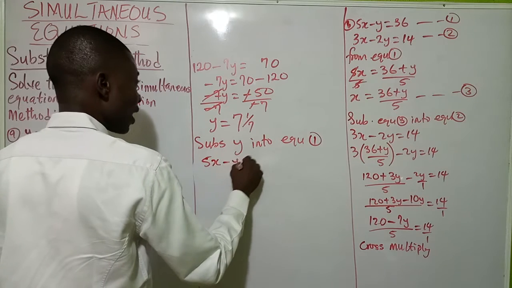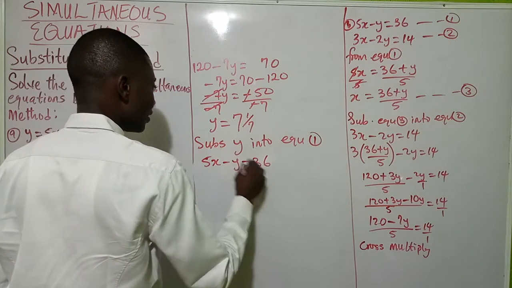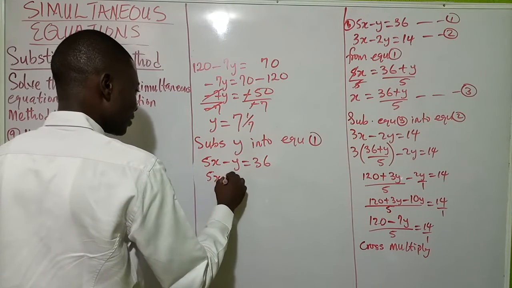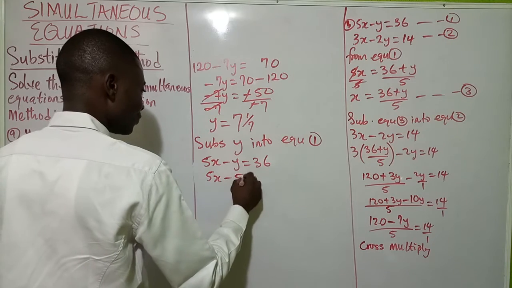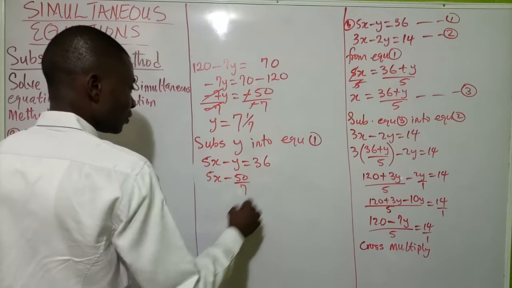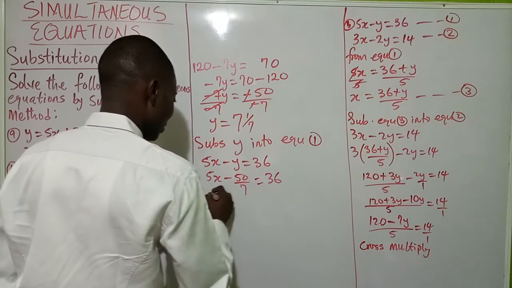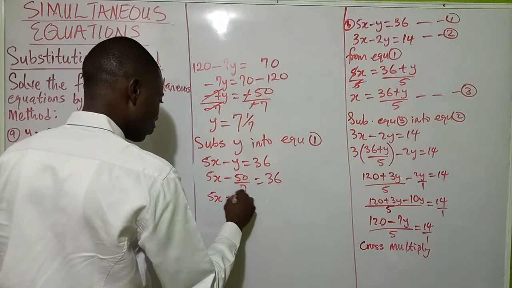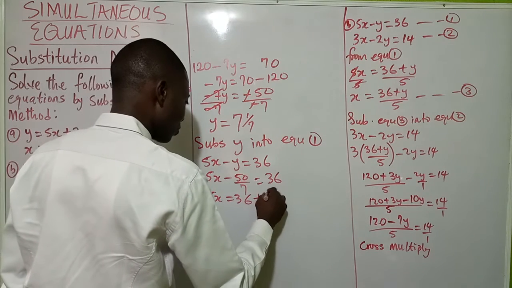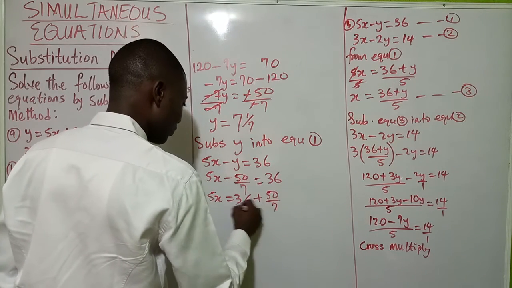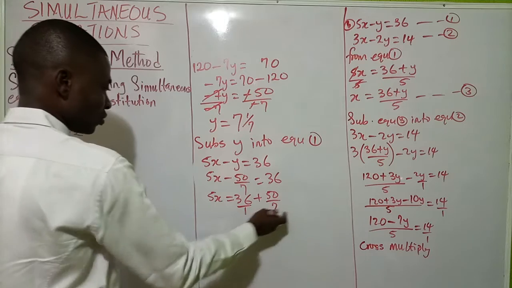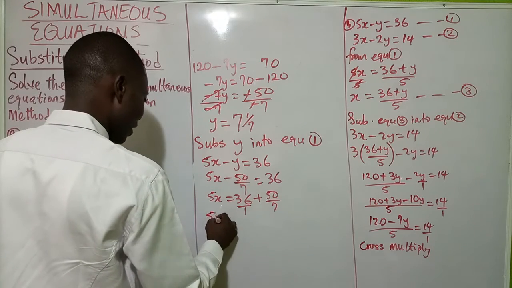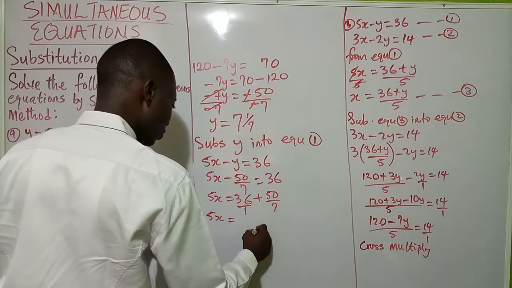So that will be 5x minus y equals 36. So that will be 5x minus 50 over 7 equals 36. So this is 5x equals 36 plus 50 over 7. This 36 is over 1. So the LCM of this is 7.